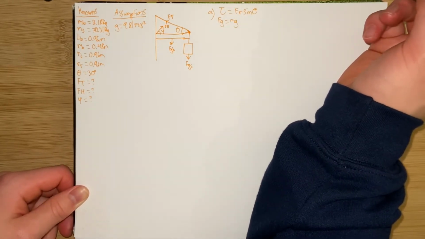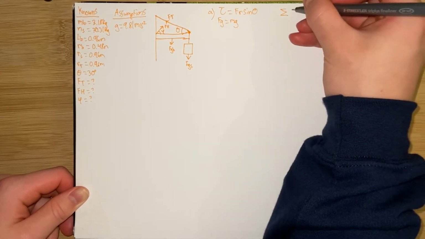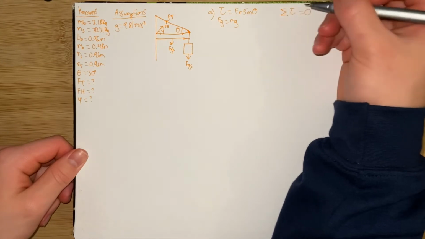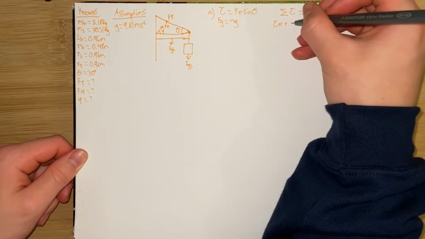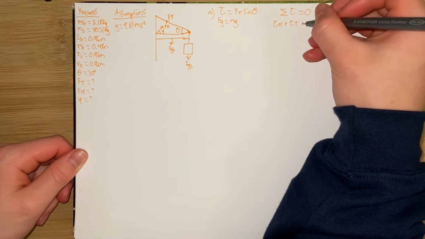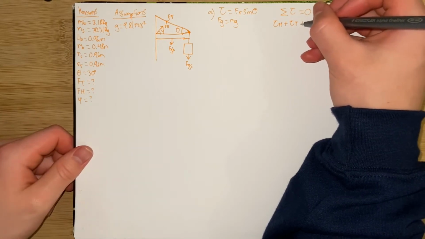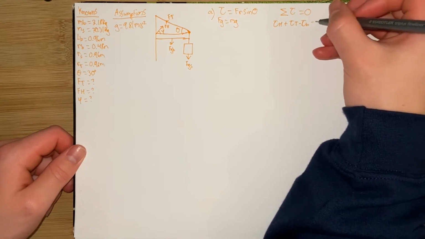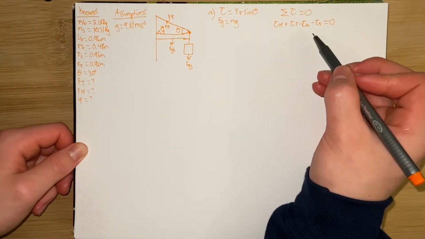All right, now let's start with the sum of the torques. And of course, since we are in rotational and static equilibrium, the sum of the torques is equal to 0. Now let's write out all the torques that we have acting on our system here. Torque of the hinge plus torque of the tension minus torque of the board minus torque of the sign is equal to 0. And out of these, you have to pick one.